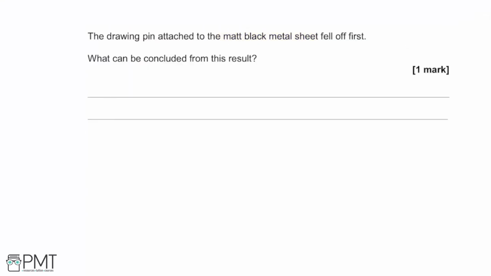So for the final part of the question, we're told that the drawing pin attached to the matte black metal sheet fell off first.